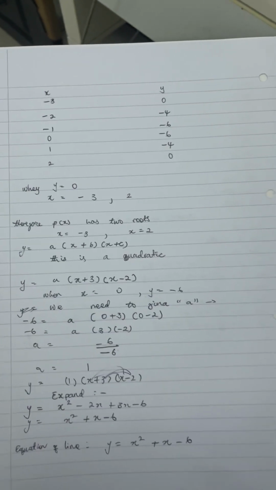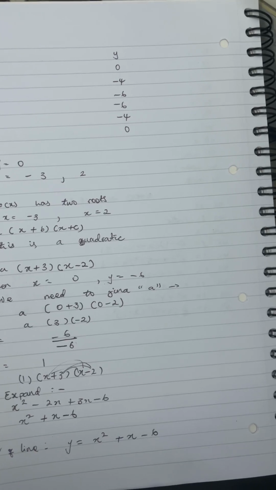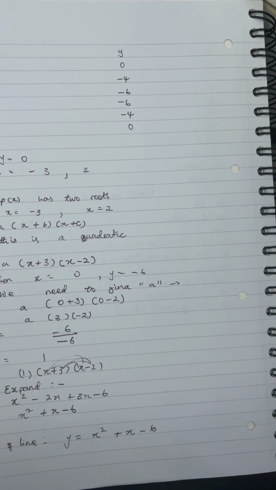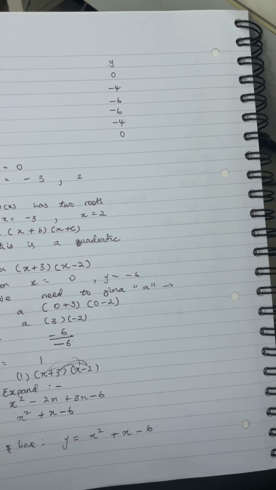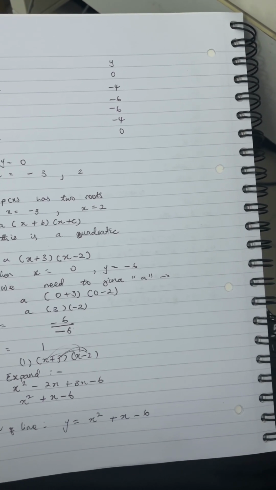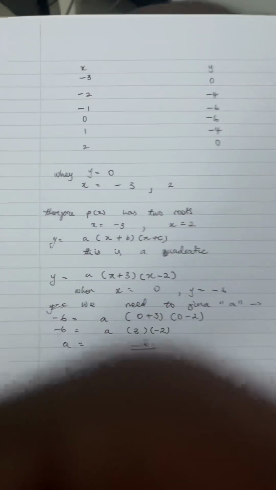So in the question here, I picked question 1, and the question asks to determine an equation for the polynomial function represented by the table of values. I have drawn out the table of values here.